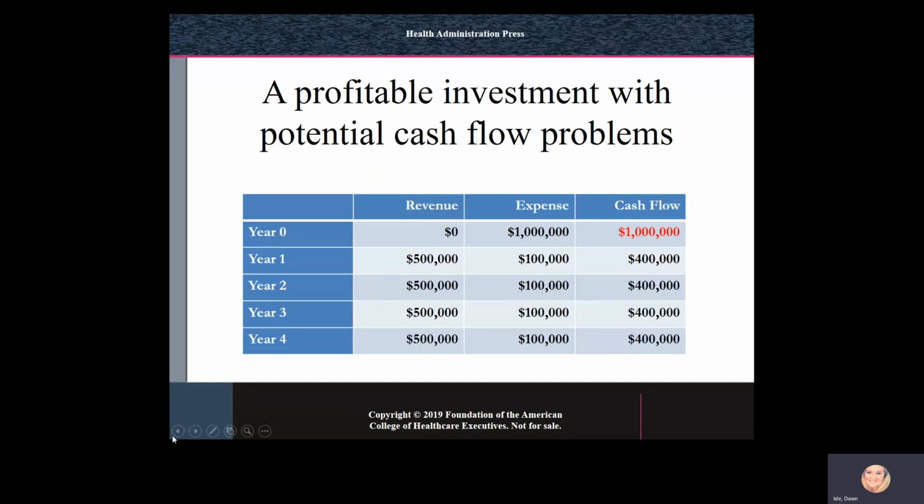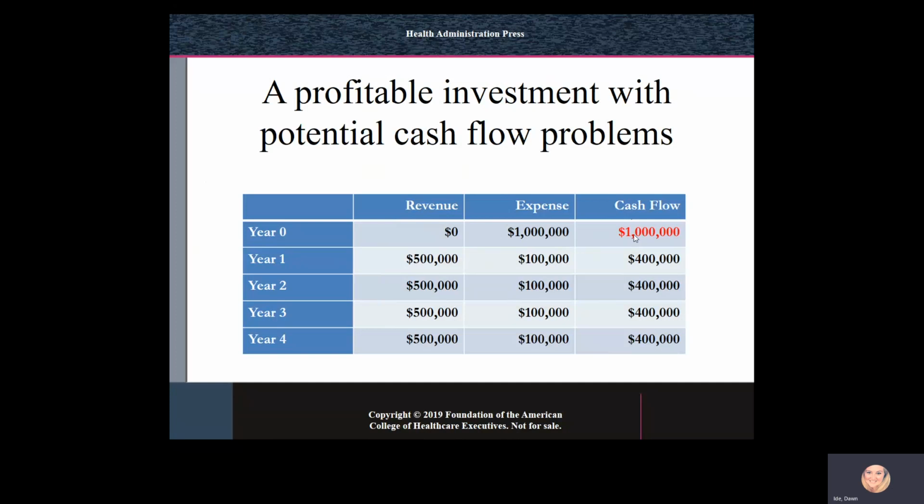So for example, year zero, revenue is zero, expense is $1 million, and that might be to start it up or who knows what it's for. So your cash flow is in red here, right? And that's always bad. That means that you're in the negative, right? So you have a negative $1 million.